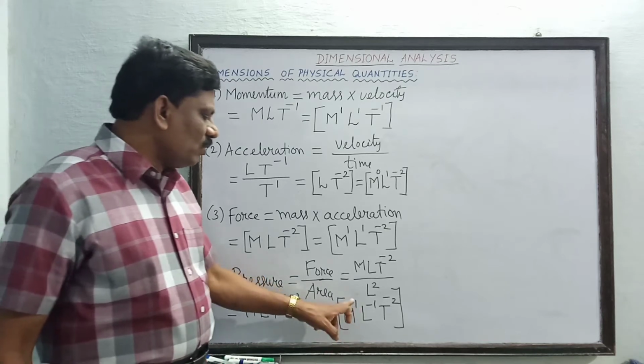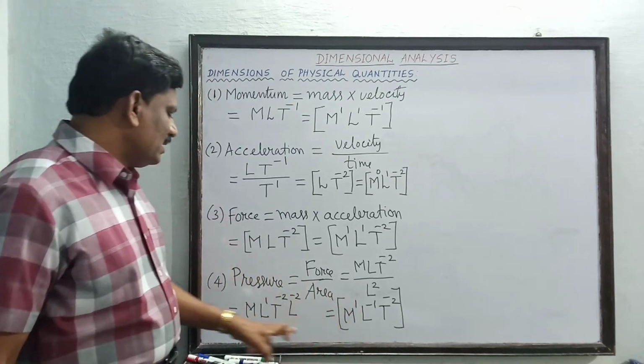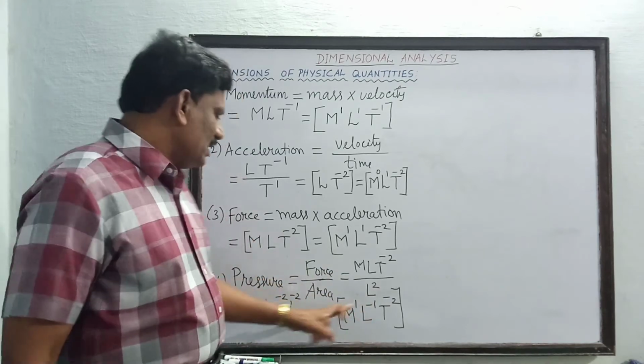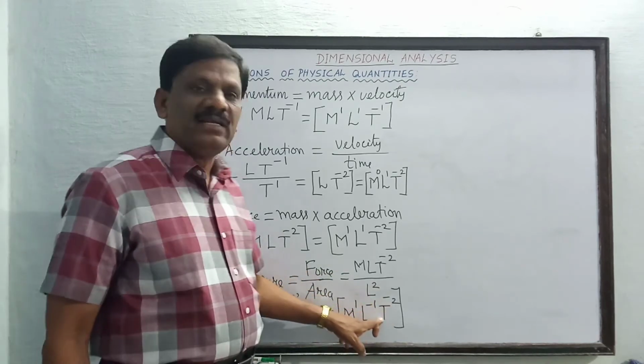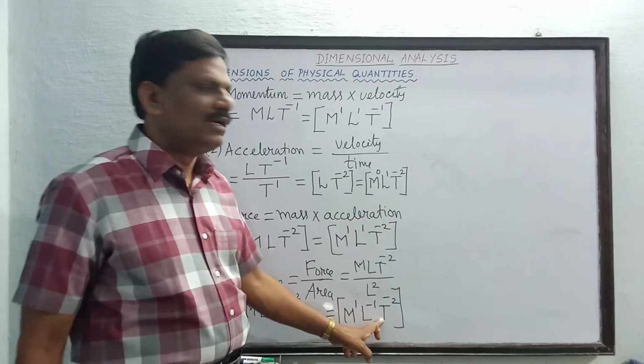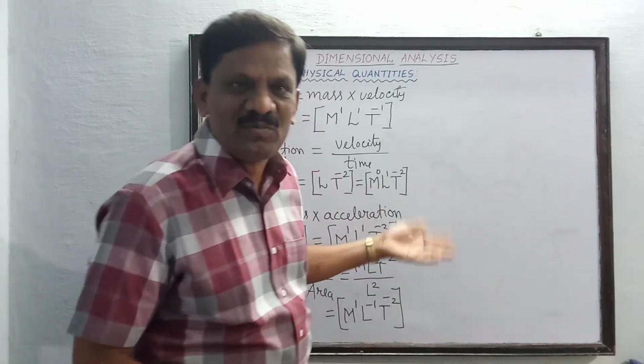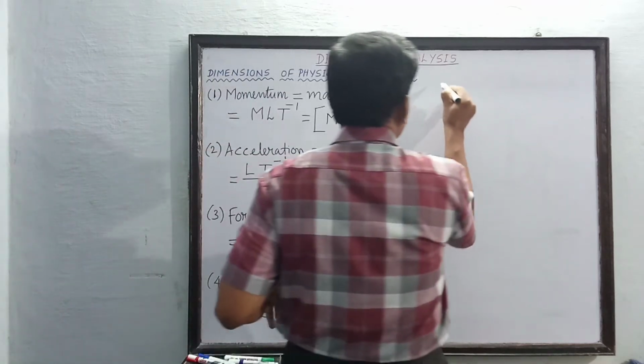So pressure has one dimension in mass, minus one dimension in length, and minus two dimensions in time. Understood? One or two more we will see so that you will have a thorough knowledge. Shall we see one or two more? Okay. So this is the fifth one.